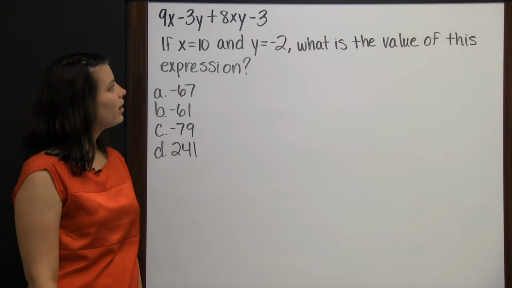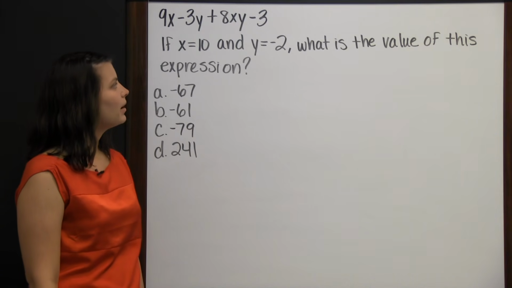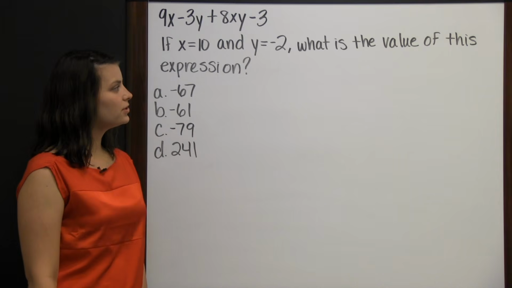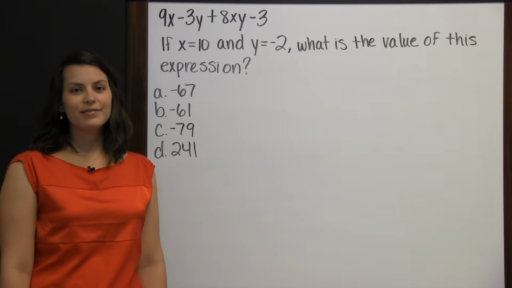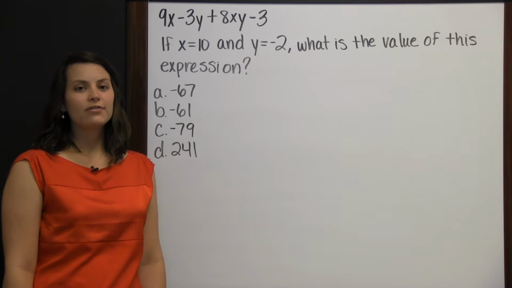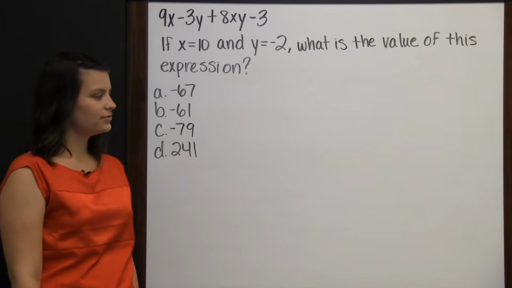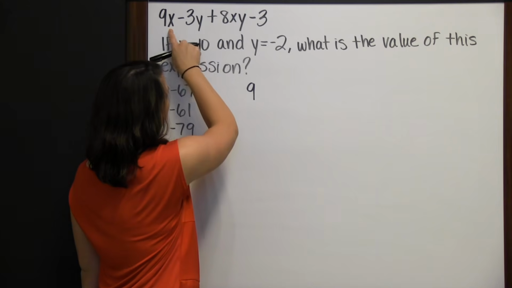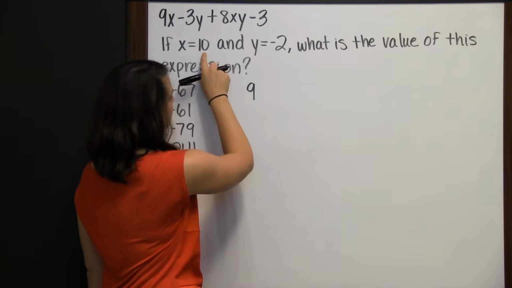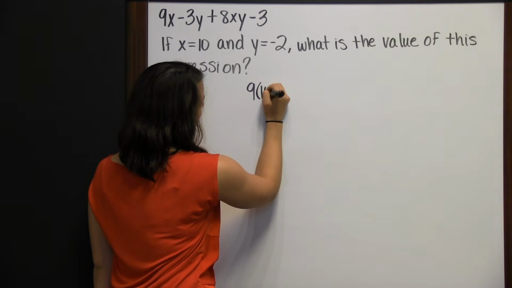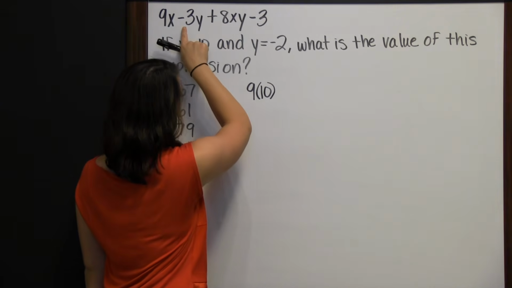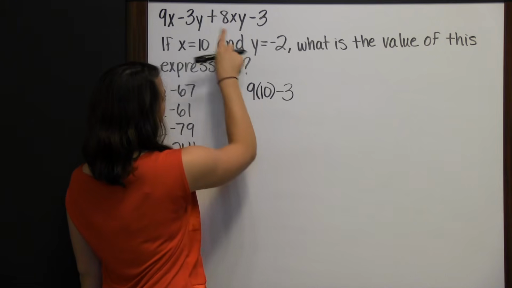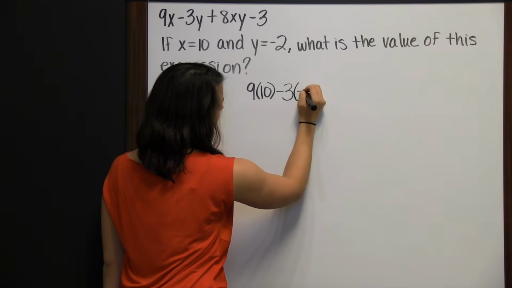9x minus 3y plus 8xy minus 3. If x equals 10 and y equals negative 2, what is the value of this expression? First, we need to substitute. 9 times x, and we're replacing x with 10. So 9 times 10 minus 3 times y, and we're replacing y with negative 2.